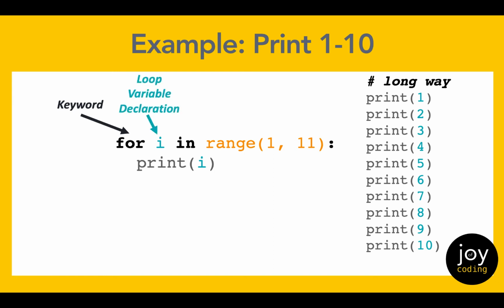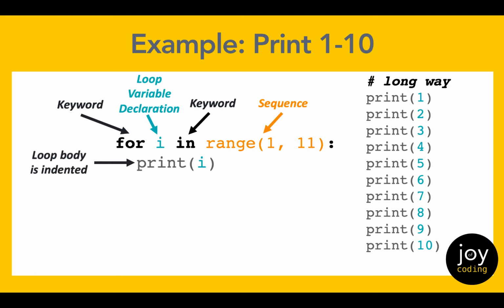Next, we have our loop variable declaration. Even though there's no equal sign here, this is creating a brand new variable in our program. It's a special variable called our loop variable, and its purpose is solely for this loop. Then we have the keyword in, and finally we have our sequence, range. In this case, we use the range function, which is going to generate a sequence of numbers for us. But a for loop can be used with any number of sequences, which we'll look at in a moment.